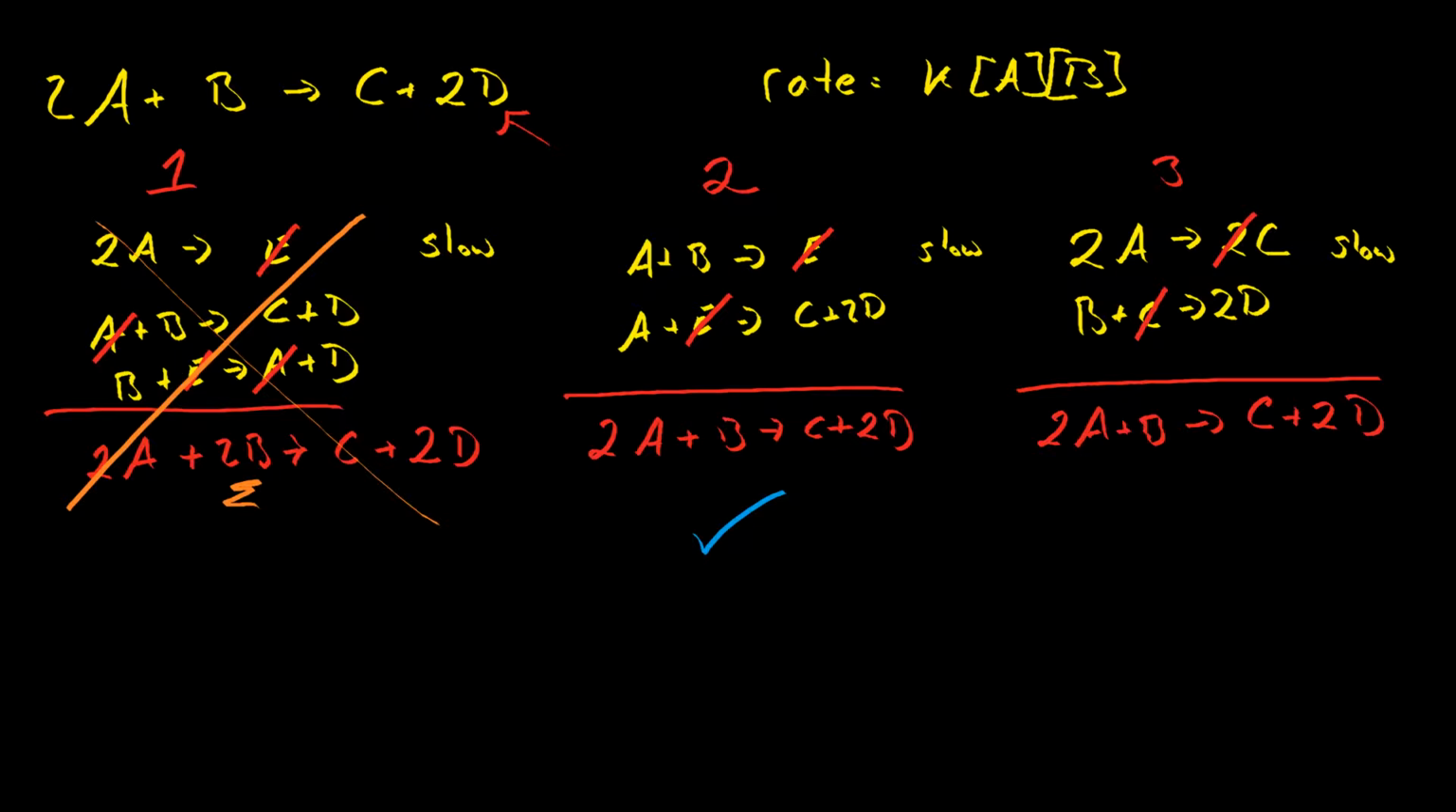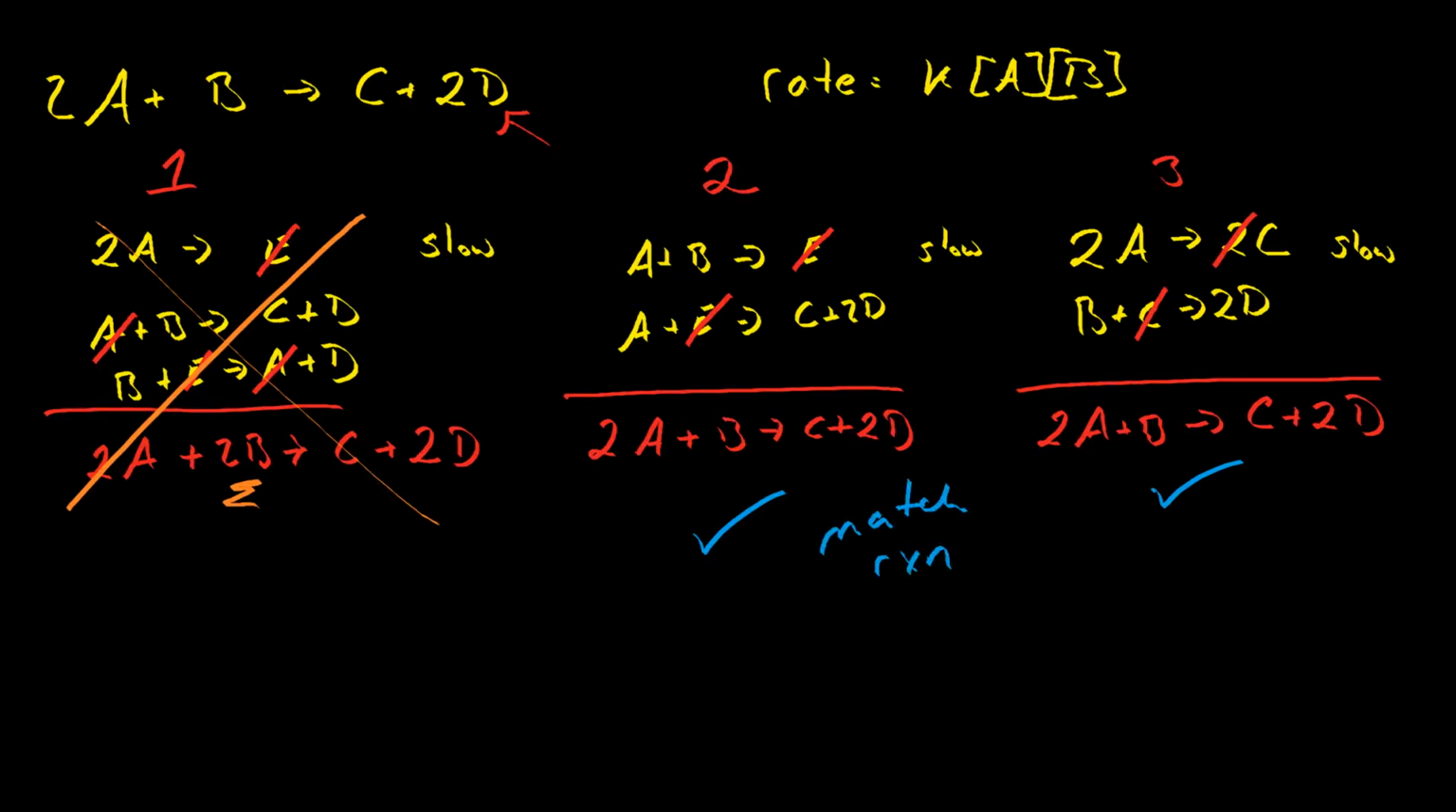Now we come to mechanism 3. 2A goes to form 2C. That's a slow step. Then B plus C goes to form 2D. One of our C's cancels out, leaving us with the overall of 2A plus B goes to form C plus 2D. And that also matches our actual reaction. So reaction mechanism 3 also passes the first test.